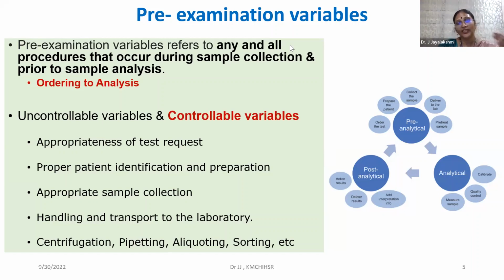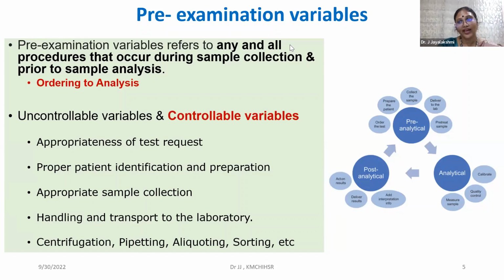Just for completion's sake, in the pre-examination phase you would see the appropriateness of the test request, that may be a variable. Proper patient identification and preparation, that may be the second variable. Appropriate sample collection, that may be the third variable. Handling and transport of the samples to the laboratory, that may be a fourth variable. Centrifugation, pipetting, aliquoting, sorting and storing of samples may be our fifth variable.